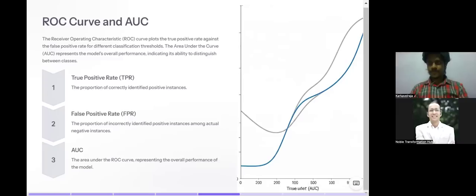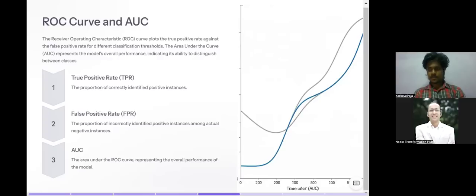And then the second part of it, the area under the curve, AUC. That is ROC, and this is AUC. AUC is area under the curve. You can see that it represents the model's overall performance, indicating its ability to distinguish between classes. That's what it will do.